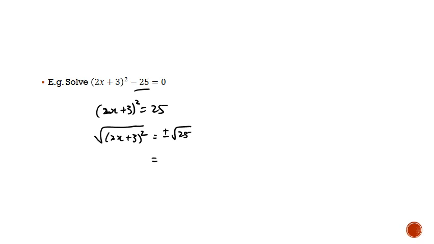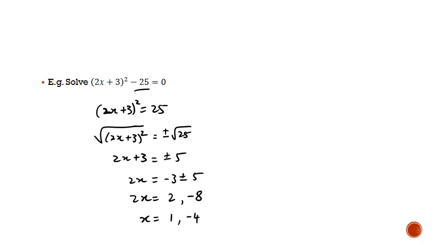Plus or minus square root of 25 is plus or minus 5. We'll leave the 2x plus 3 on the side. We move the 3 over, so then you get negative 3 plus or minus 5. Now I'm going to make this a little bit simpler first before I divide it by 2, because it will look nicer. So minus 3 plus 5 gives us a 2, and then minus 3 minus 5 gives us a negative 8. So then we divide both sides by 2, which will then give us 1 and negative 4.